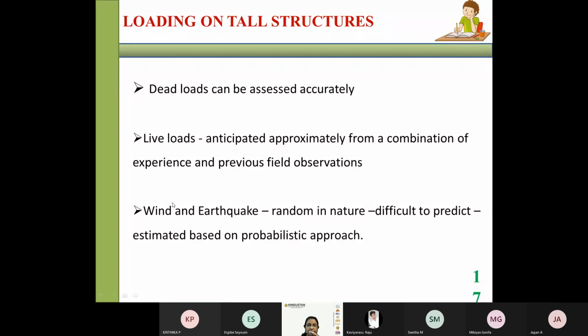The meteorological department will predict. So a wind speed of 120 km per hour, a cyclone, but exactly we will not be knowing. So when we construct a building there, we consider the maximum design wind speed. If I consider Chennai, can you tell me what is the wind speed of Chennai?